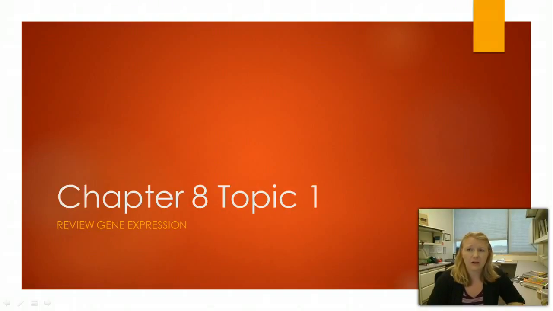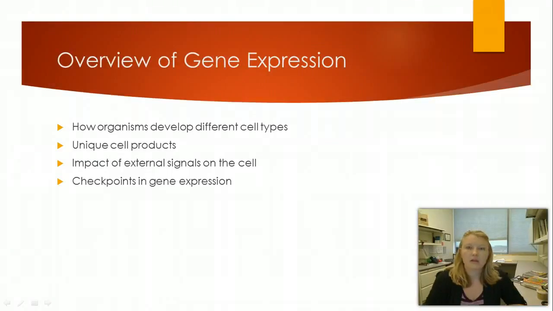So we're going to talk about all of those things and how they work, how transcriptional switches work, and the mechanisms that develop specialized cells. This first topic is just a real quick overview, so hopefully this is nothing new, but make sure you pay attention because it is important material. So in this topic, we're going to talk about how organisms develop into different cell types. We'll talk about unique cell products. We're going to talk about the impact of external signals and the checkpoints in gene expression.